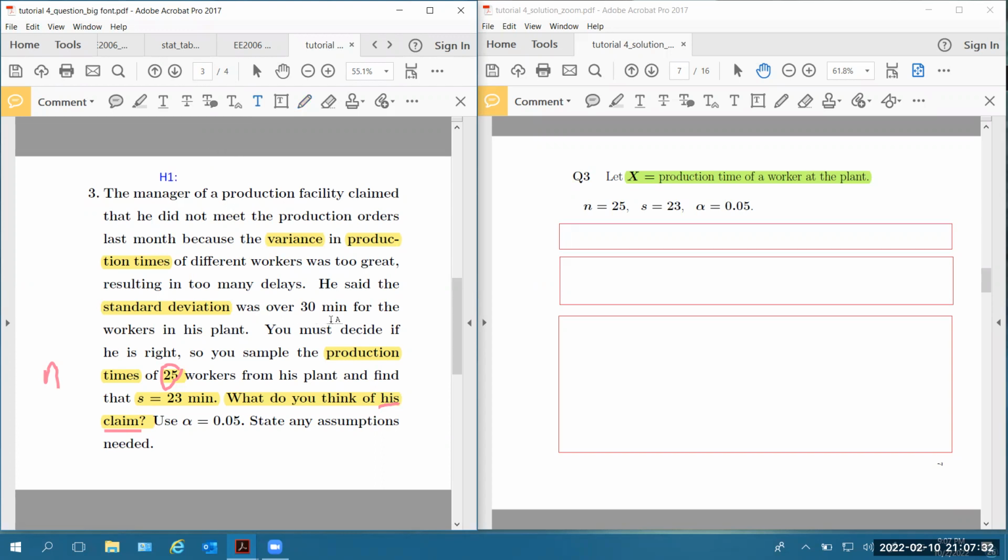So what is the manager's claim? Anyone? This is your X: your X is the production time of a worker at the plant. Then what is the manager's claim?